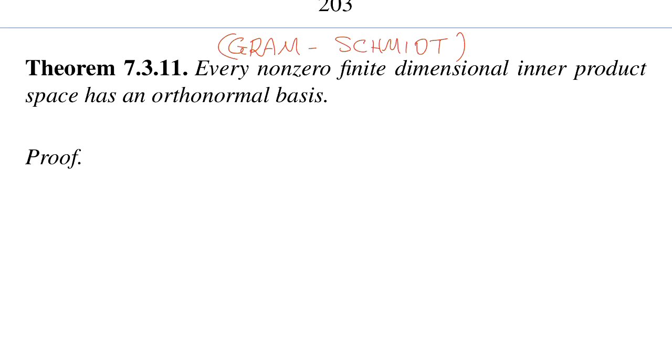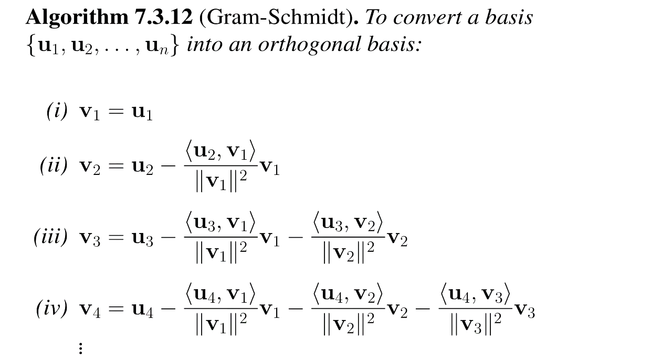Now, I won't prove this now because we don't really have the time, but we can do it tomorrow. But what I will tell you is the proof is basically a question of staring at this algorithm and seeing why it makes sense. So this is the Gram-Schmidt algorithm. And the Gram-Schmidt algorithm is a recipe for converting any old basis at all into an orthogonal basis. And once you've got an orthogonal basis, you just normalize it and you've got an orthonormal basis.